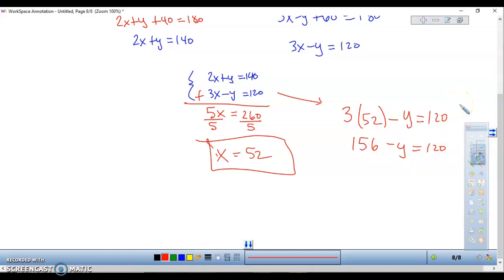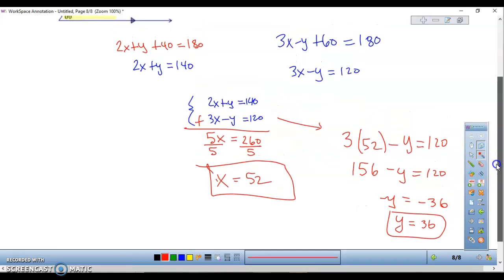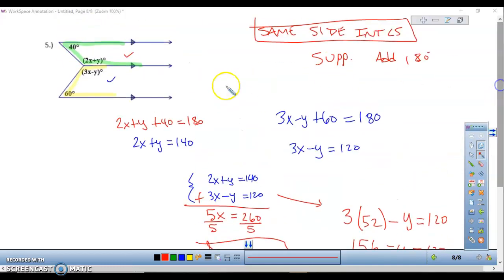And 120 minus 156 gives me, what, negative 36? So negative y is equal to negative 36. So that means y will be 36. Perfecto. And then you guys, it's always helpful to go back in and plug in and make sure you did it correctly. So I got x is 52 and y is 36, and let's just make sure that works.